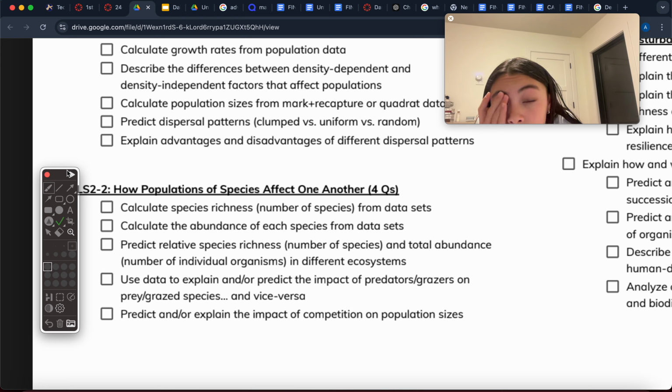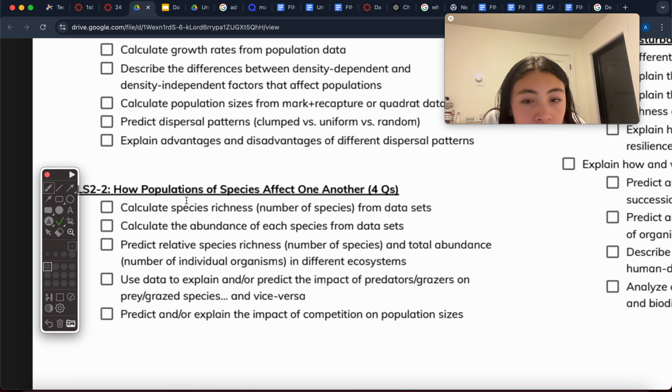You're literally just counting. There's a diagram with different shapes with different, distinct colors for each of them. There's a better word for that, but I forgot. And basically you're just going to count the different shapes, and that's how you get species richness.